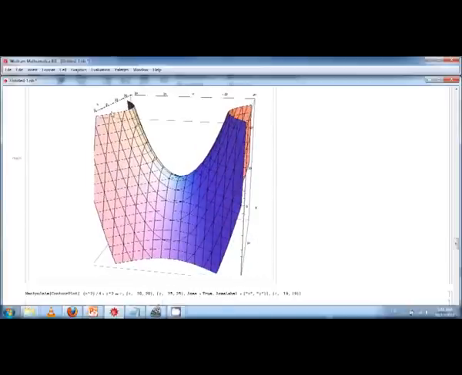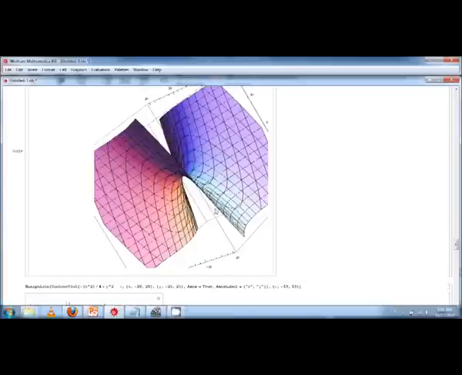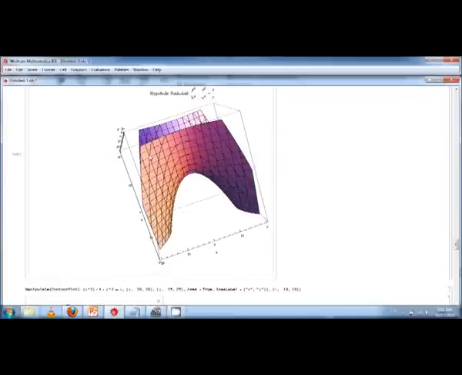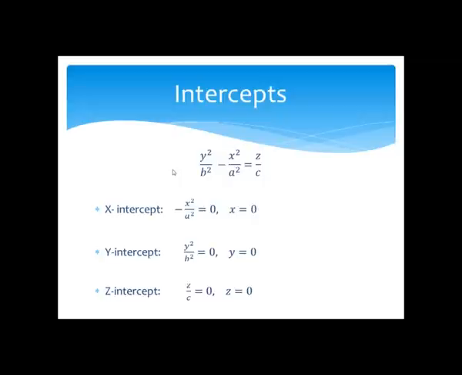Now let's take a look at the yz trace. The yz trace gives us a parabola. Similarly, the xz trace gives us another parabola. This time it's concave downwards. To find the intercepts of the hyperbolic paraboloid, simply assume the two other variables as 0. Doing so, you will get x equals 0, y equals 0, and z equals 0.